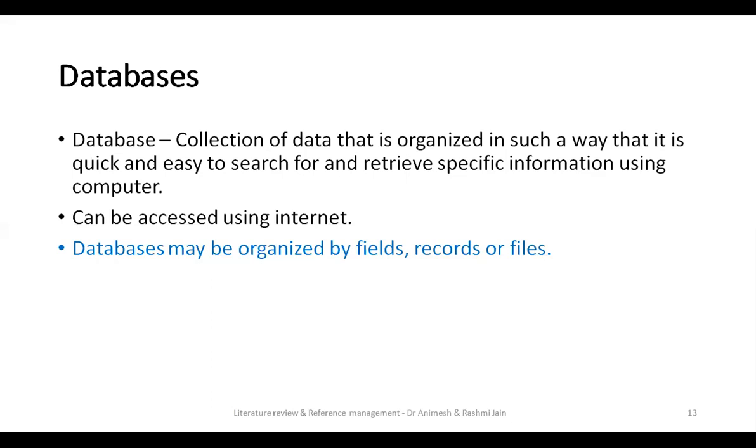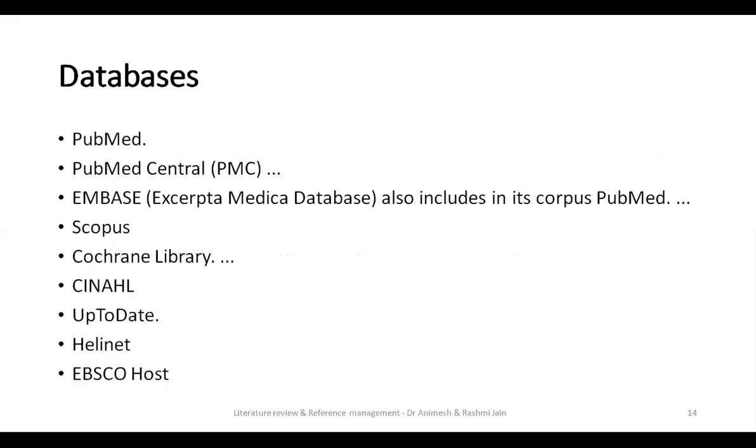Why should I know this? Well, because if I know how the database is organized, it makes it easy for me to retrieve information from the particular database. Now, some of the very common databases which we are aware of: PubMed, PubMed Central, Embase, that's Excerpta Medica database, which also includes in its corpus the PubMed, Scopus, Cochrane Library, CINAHL, which is giving me a lot of data about nursing work, UpToDate, HeLINET, EBSCOhost. The list is actually much more than this. I have just listed out some of those which are very commonly used.